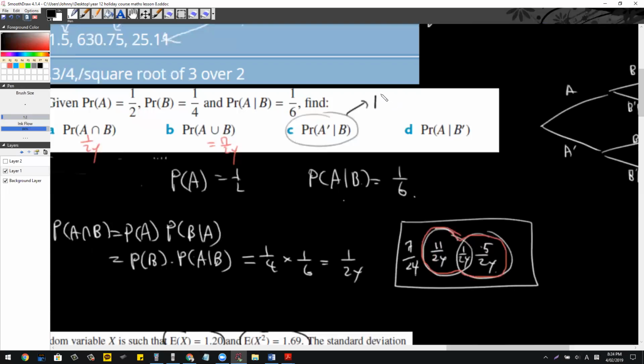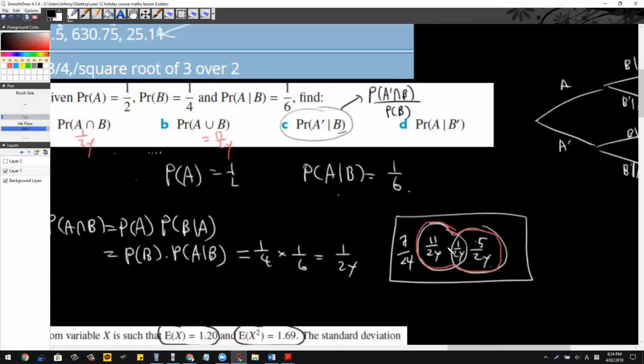That's probability of not A and B over probability of B. That's the formula. So not A and B is here. That's this section. This is B only. This is B as well, but this section is B and not A, right? That's 5 on 24 over probability of B, which is 6 on 24. So that's 5 on 6. Okay, so that's 5 on 6.